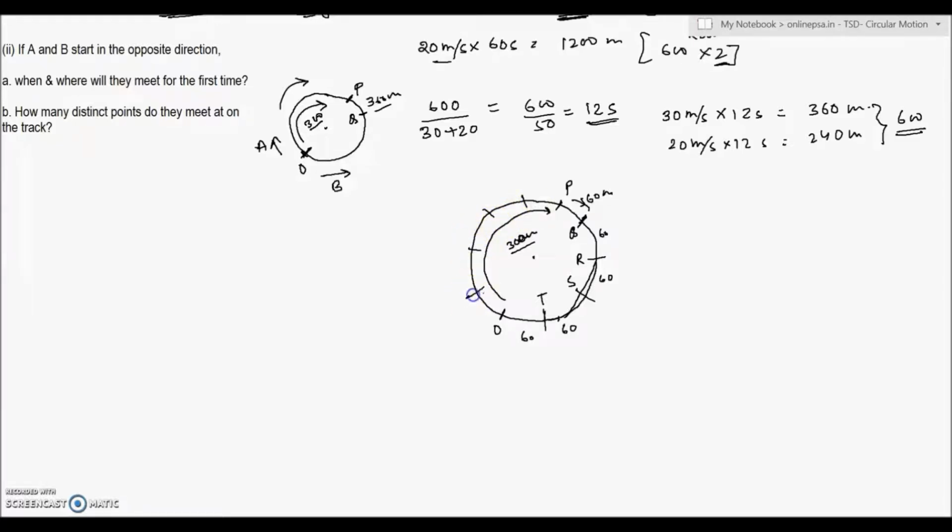3, 4, 5. Okay, now if you clearly see that first time when A starts from this direction and B starts from this direction, they meet at a point which is 360 meters from O, right? If we consider the clockwise direction. Now at Q, both A and B are meeting for the first time.